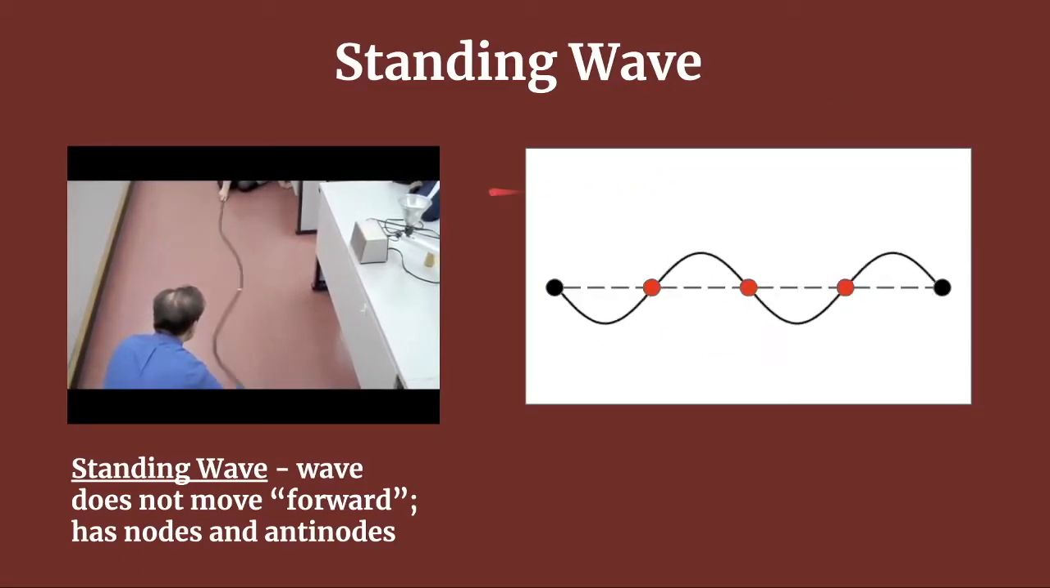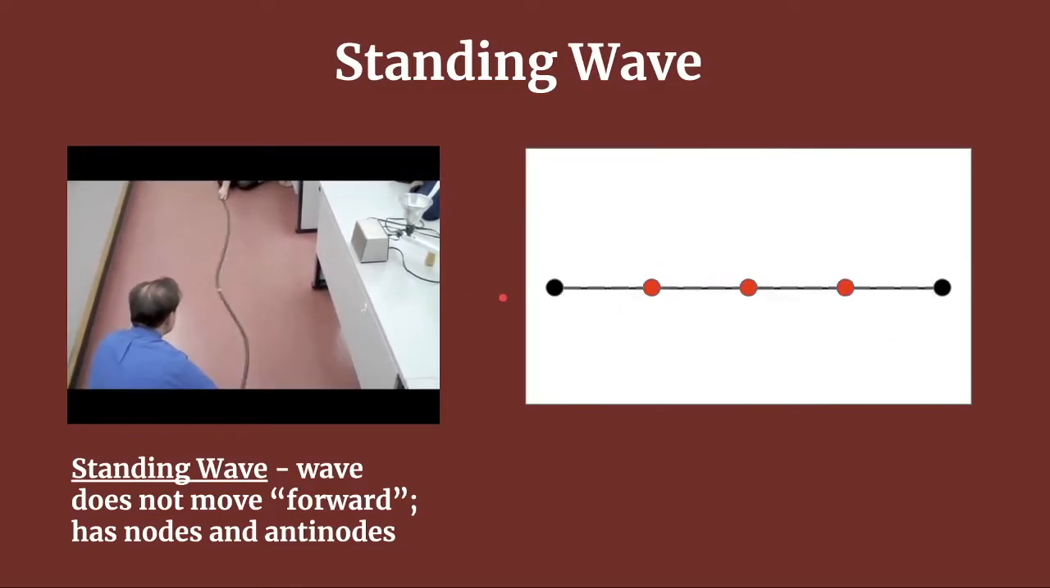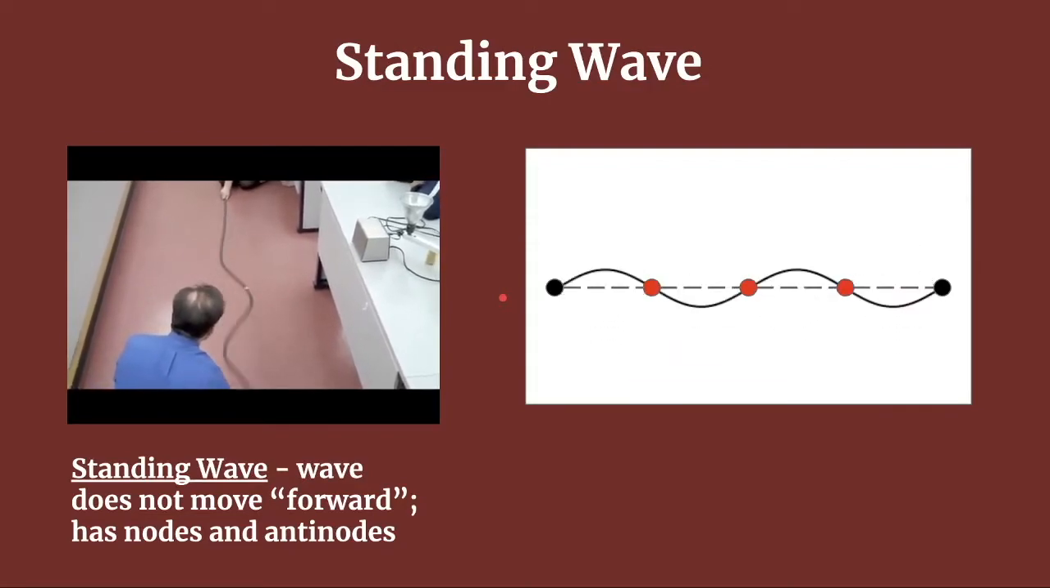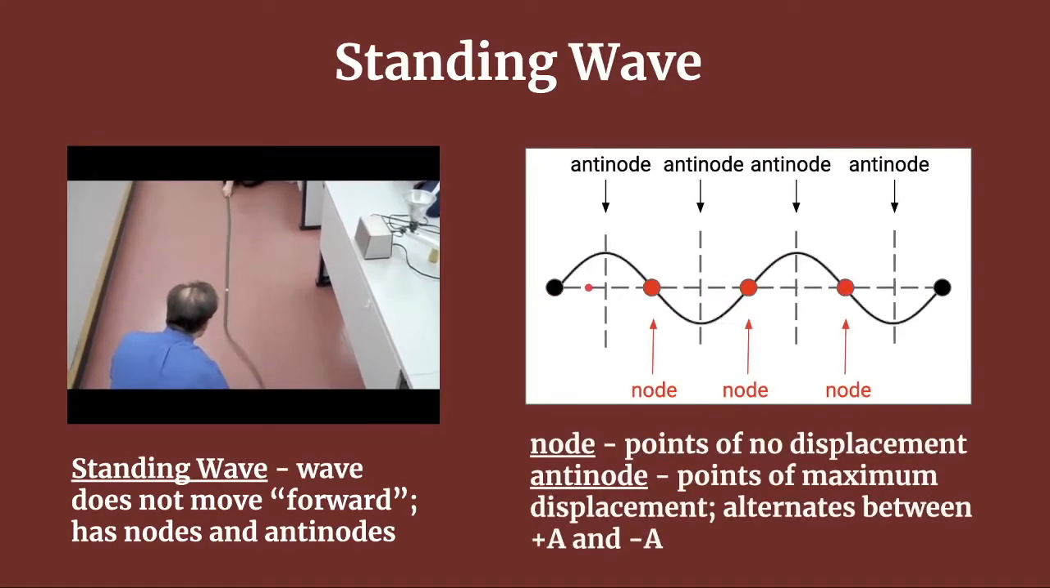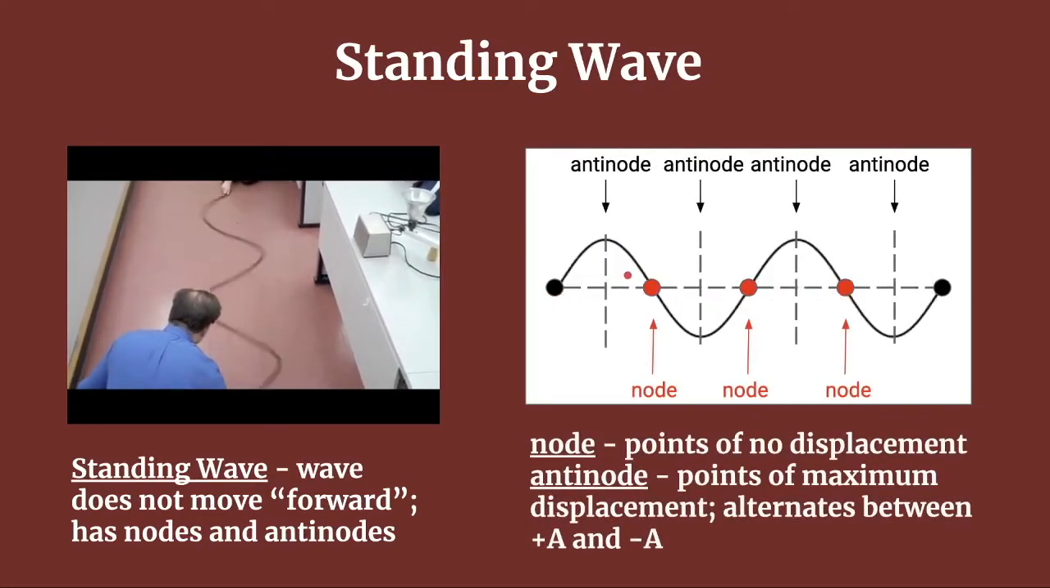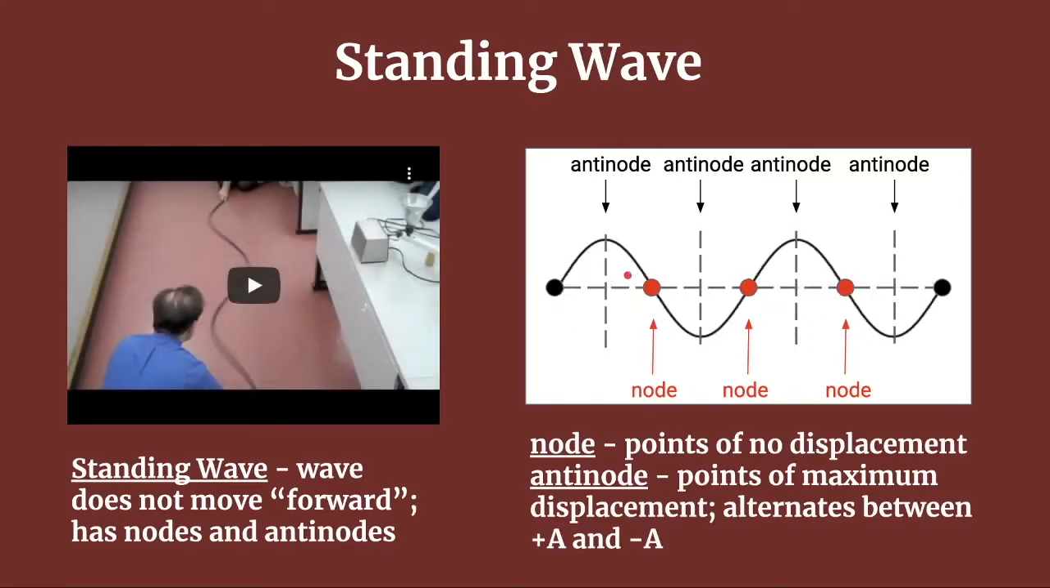The teacher is having his student hold the other end of the spring still. He's then manipulating the frequency of the wave by moving his hand faster or slower until he finds the standing wave frequency. As you can see, this happens at multiple frequencies. It creates a pattern of nodes, places of no movement, and antinodes, places of maximum movement. The student's end must be a node because he's holding it still. The teacher's end must be an antinode because he's moving it back and forth.